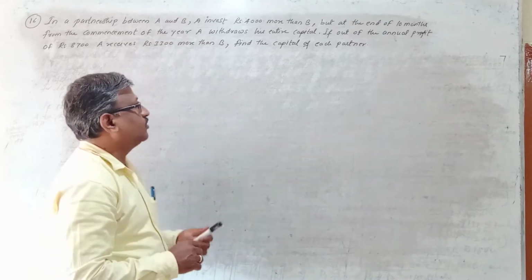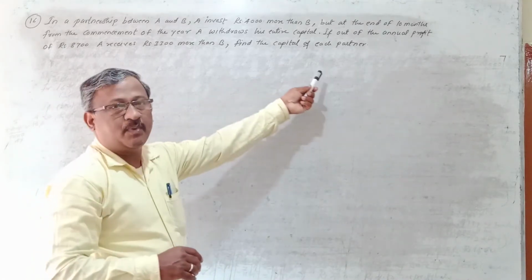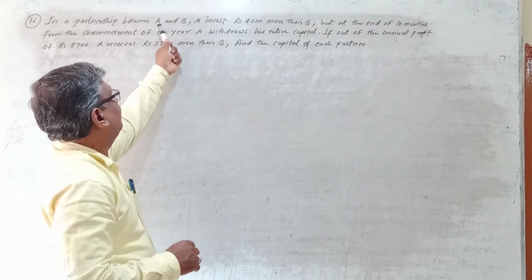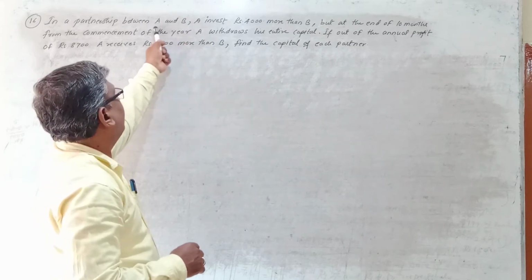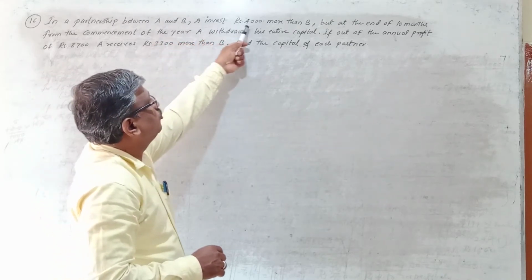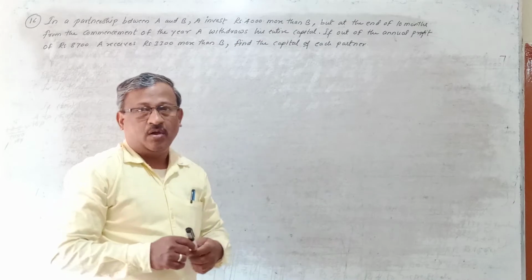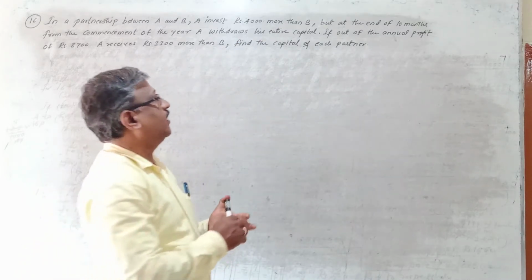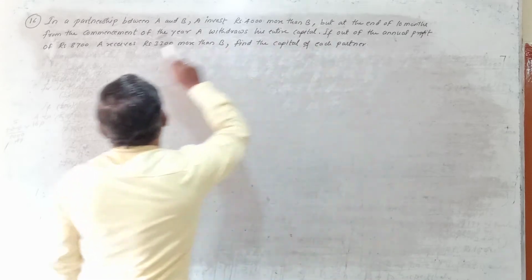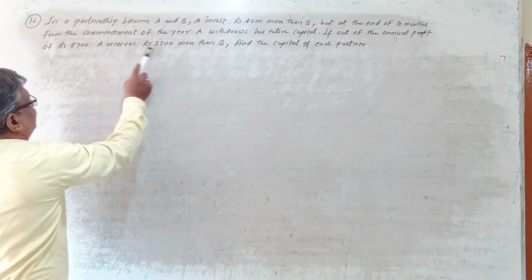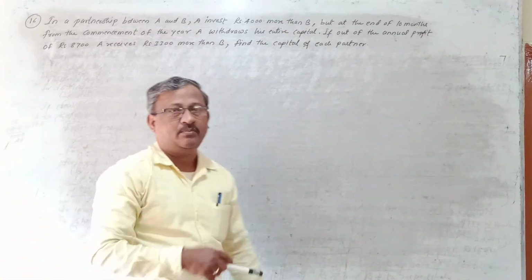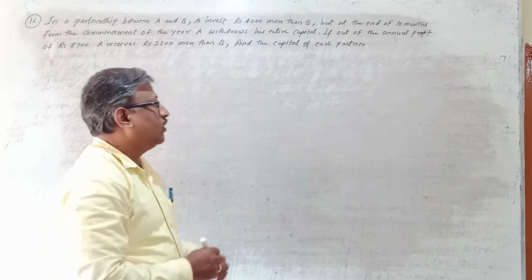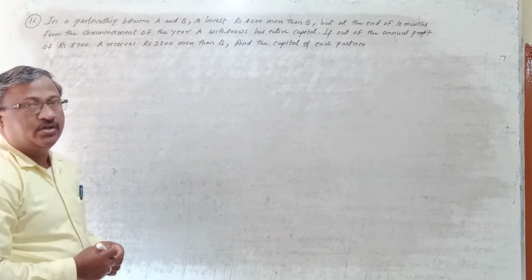So again here they have asked to calculate the capital of each partner. I don't know the capital of A and B, but we know that A invests rupees 4,000 more than B. So A's capital is more than B's capital by 4,000. And again, out of a total profit of 8,700, A receives rupees 3,300 more than B. Clear? So let's begin with the solution.